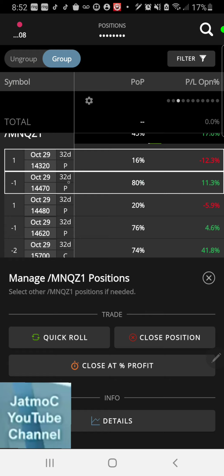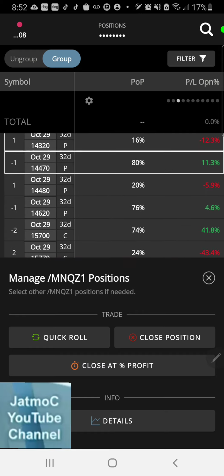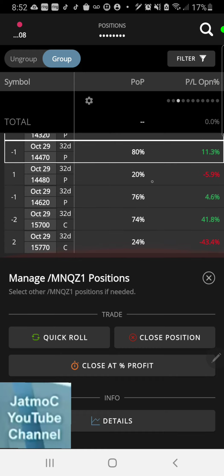For a put, be mindful of the one that's closer to where the stock price is trading. So this one is closer to the stock price than this. The 14,470 is closer than the 14,320. And that means this is a sell to open trade, because we have -1 right there. So we put that trade on when this one was profitable, and then we actually had more trades on beyond this.